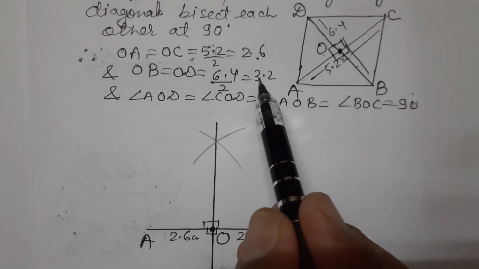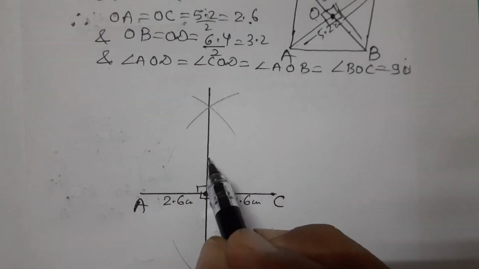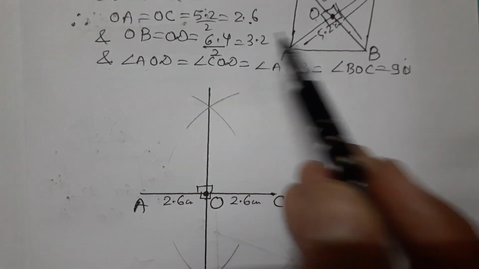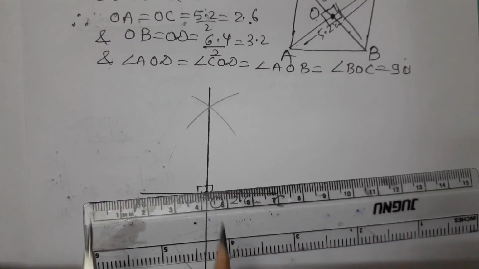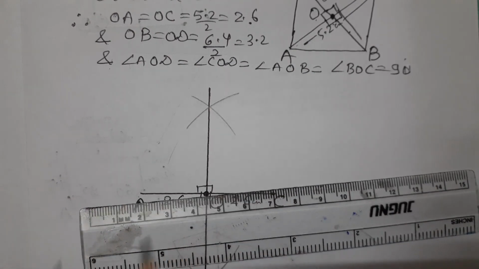Now we need OB. What we need, children? We need OB and OD. OB equals OD, 3.2 centimeter each. So we will measure 3.2 centimeter using a ruler. We will measure 3.2 and we will cut the arc radius. So this is 3.2.